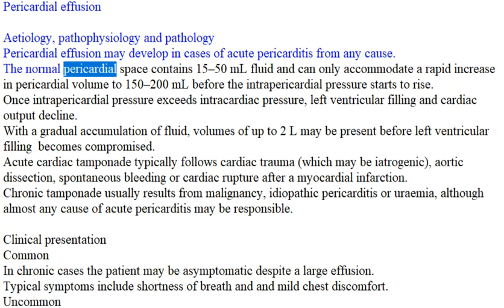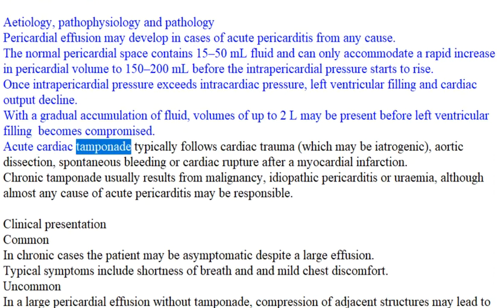The normal pericardial space contains 15-50 ml fluid and can only accommodate a rapid increase in pericardial volume to 150-200 ml before the intrapericardial pressure starts to rise. Once intrapericardial pressure exceeds intracardiac pressure, left ventricular filling and cardiac output decline. With a gradual accumulation of fluid, volumes of up to 2 L may be present before left ventricular filling becomes compromised.